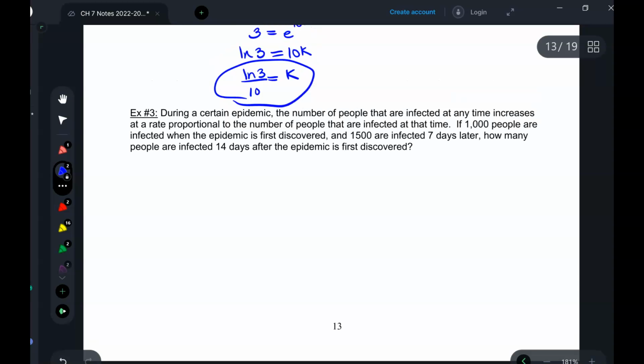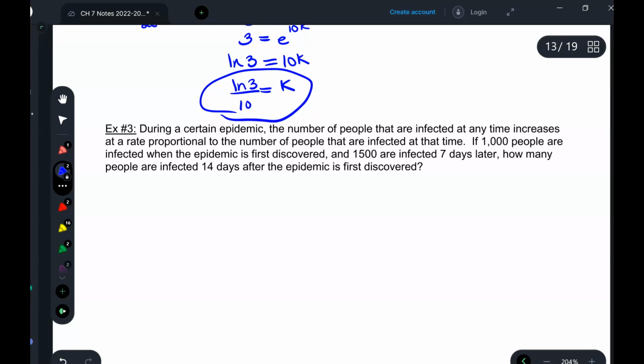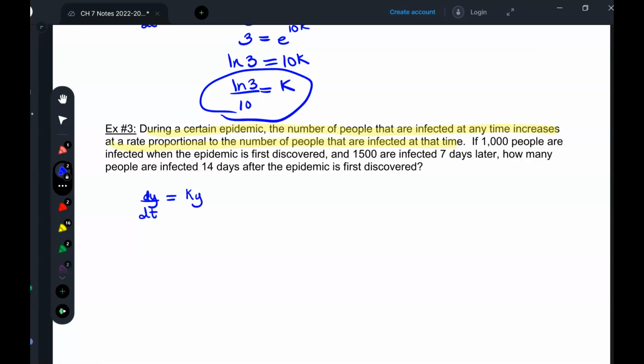Okay, our famous epidemic. Certain epidemic, the number of people that are infected at any time increases at a rate proportional to the number of people that are infected at that time. This whole sentence just tells us dy/dt, right? Number of people, that's our y, at any time, that's our dt, is proportional to, so that's our k times y.